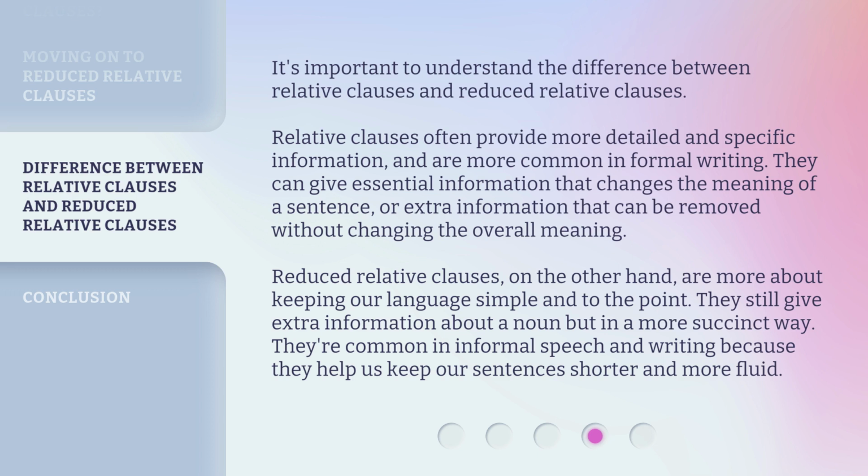Reduced relative clauses, on the other hand, are more about keeping our language simple and to the point. They still give extra information about a noun but in a more succinct way. They're common in informal speech and writing because they help us keep our sentences shorter and more fluid.